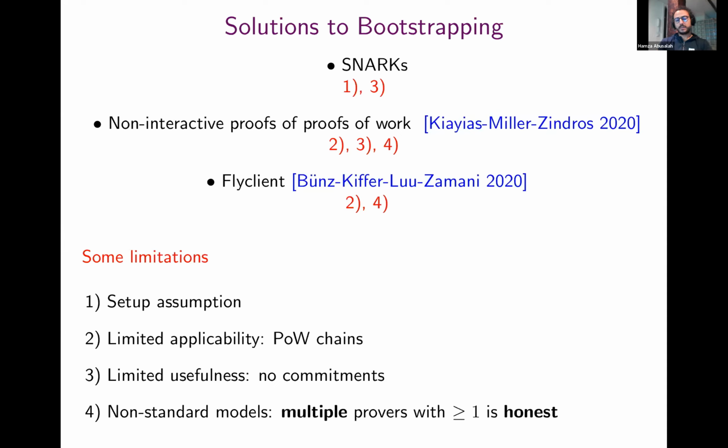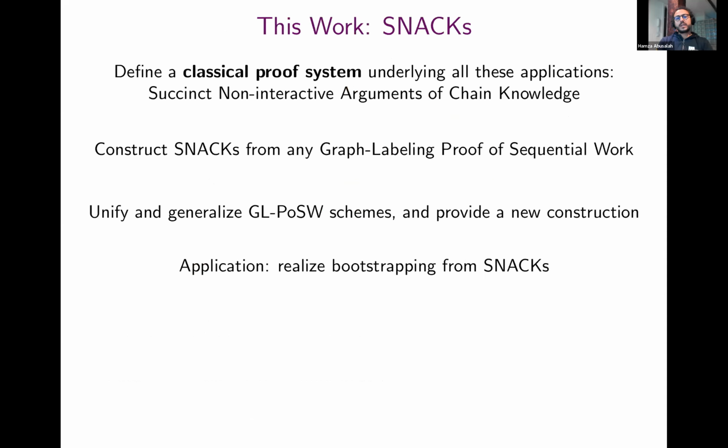But more interestingly, for NIPoPoW and FlyClient, they work in a non-standard model where you assume that you're interacting with multiple provers, one of them is honest. If you are outside of this model, there are no provable guarantees. And that's a limitation. In this work, we define a classical proof system that underlies some light client blockchain applications, in particular bootstrapping. We construct SNACKs from graph labeling proof of sequential work schemes. And along the way, we give a new construction and generalize and unify existing ones.